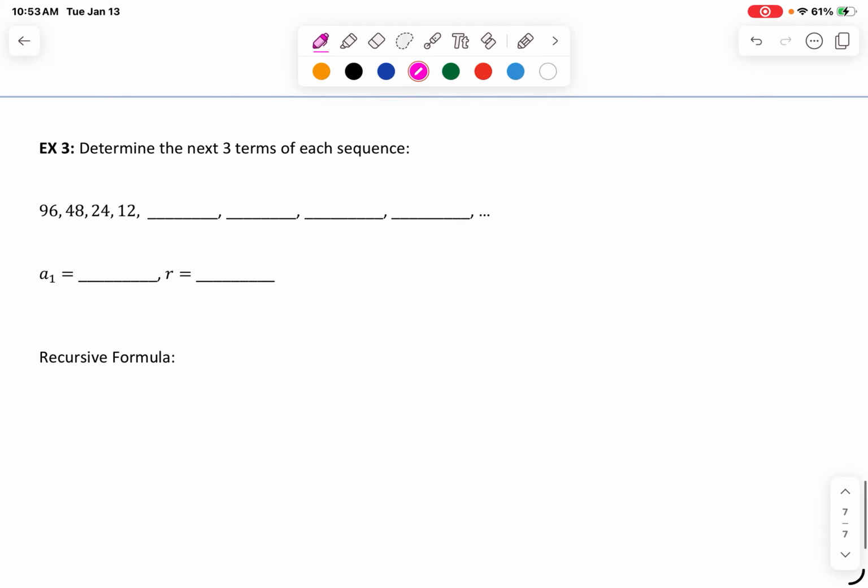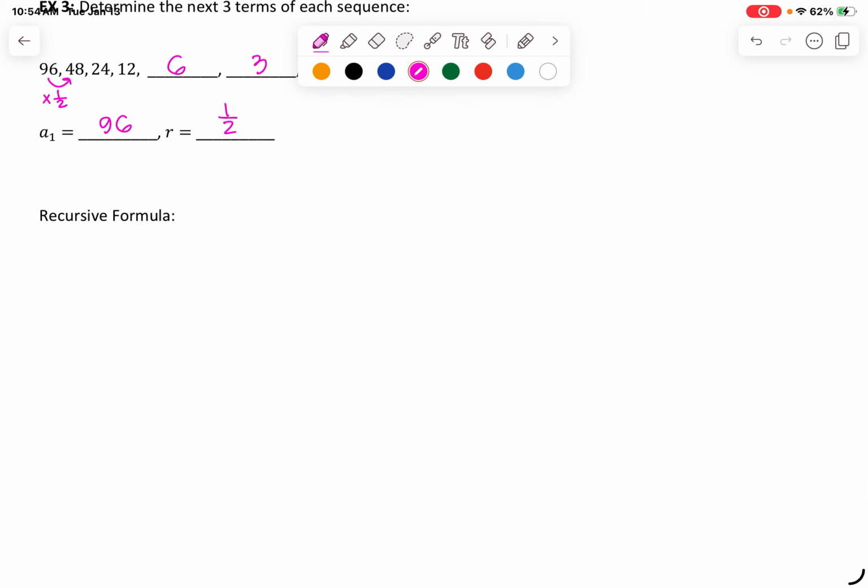Okay, all right, next one here, determine the next 3 terms in each sequence. Once again, it gives us 4 spaces, so that's slightly confusing. If you look, it seems to be dividing by 2, which is the same thing as multiplying by a half. So our r value is a half, and our first term is 96. So let's continue to multiply by a half. 12 times a half is 6, times a half is 3, times a half is 3 halves.